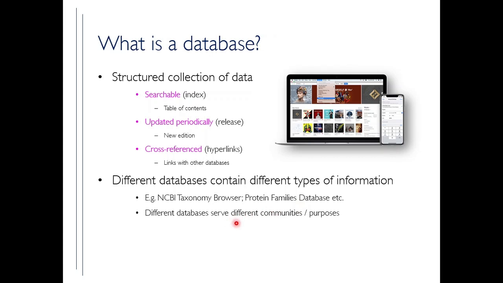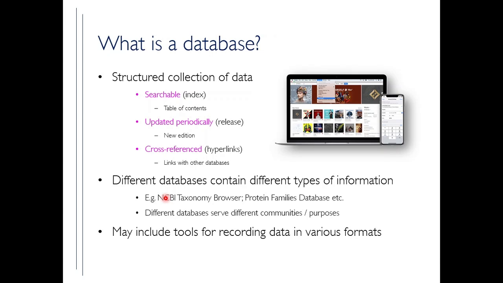And also different databases serve different communities and purposes. So something like Wormbase, for example, or Flybase, they serve specific organisms. So Flybase, for example, is specific for Drosophila melanogaster, which is a fruit fly. It's a model organism. And again, Wormbase, C. elegans is the organism on there. And those databases are very specific for those organisms, but the NCBI is pretty generic, actually.